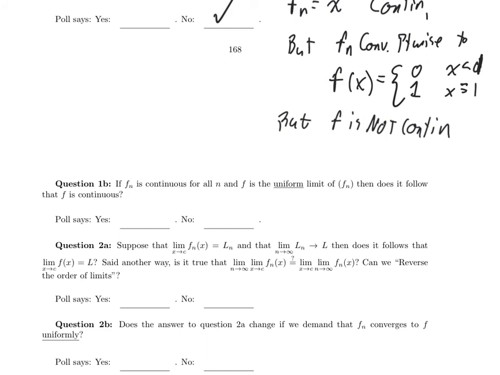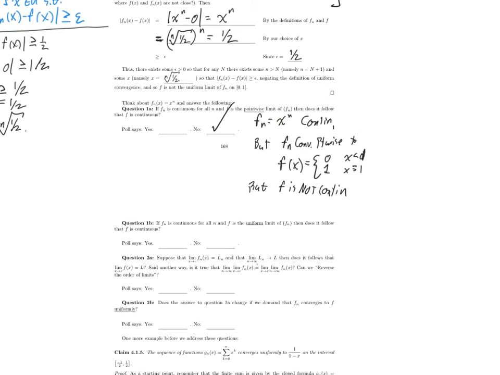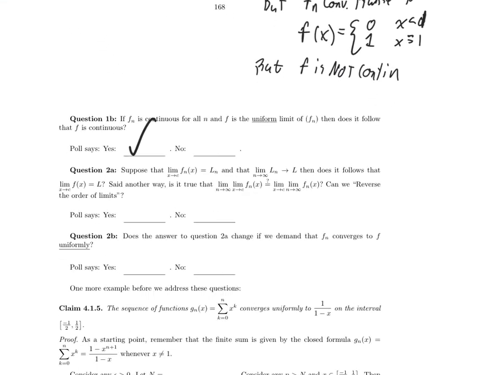Version 1b. If f sub n is continuous for all n, and f is the uniform limit of f sub n, then does it follow that f is continuous? We certainly don't have a proof of it right now, but at the very least, the examples that we've done, kind of two examples, right? We proved that if you only look at the closed interval from 0 to c, well, certainly the limit is continuous there. The limit is just 0.